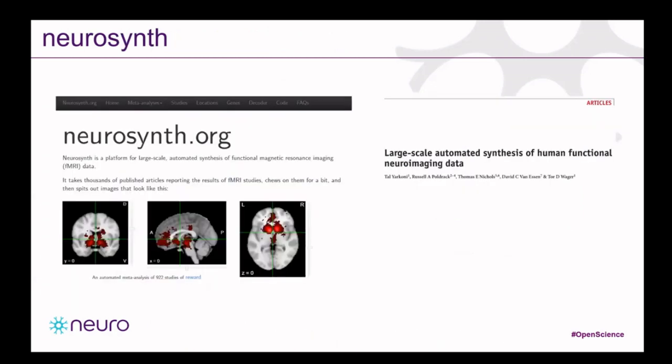Neurosynth is a tool that I think came out in 2011, Yarkoni et al., 2011, Nature Methods. What it creates are meta-analytic associations between brain voxels and psychological processes, cognitive processes. Really, when I say psychological processes, it's a word. It's an association between a word and a voxel in papers. So it's asking, if a lot of papers have published on the word pain a lot, probably these papers are about pain.